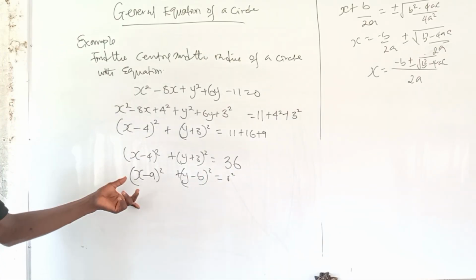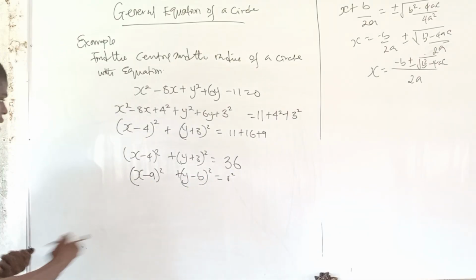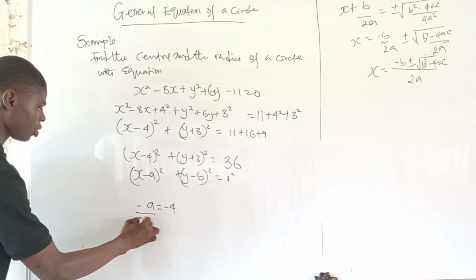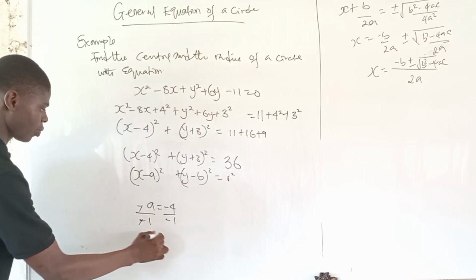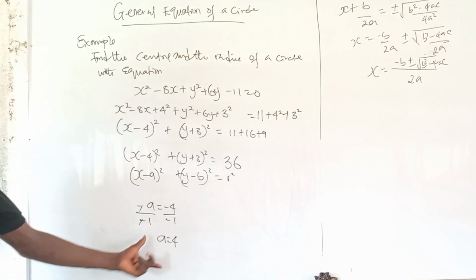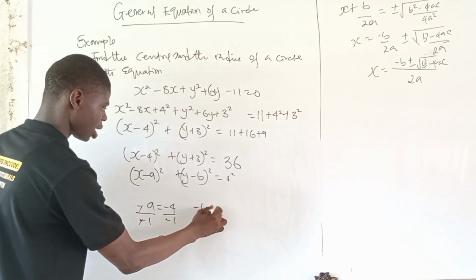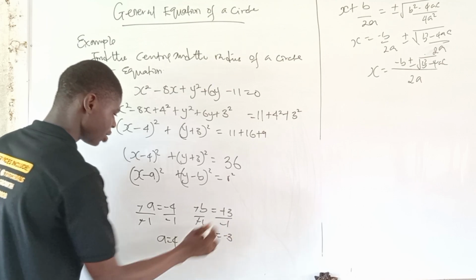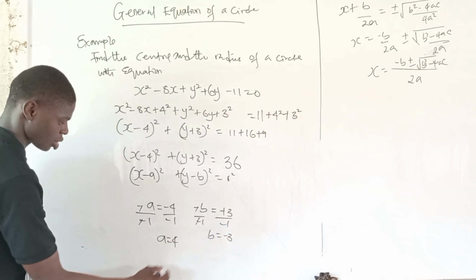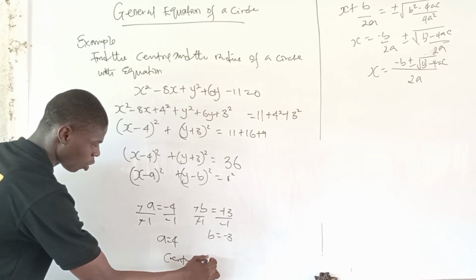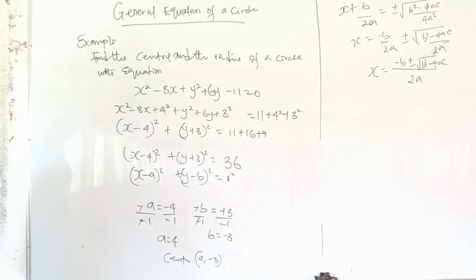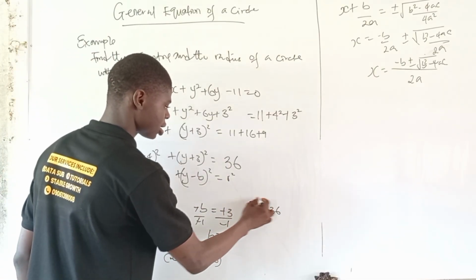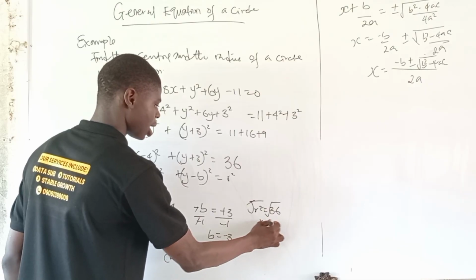So we can simply get the center here by simply equating negative a and negative 4. You're going to have, dividing both sides by minus 1, our a becomes 4, which means the center is 4. Now equating negative b and positive 3, dividing both sides by minus 1, b is equal to negative 3. So our a is 4 and our b is negative 3. So our center becomes (4, -3). And our radius is simply gotten: you can see r squared equals 36. Taking the root of both sides, r is 6.